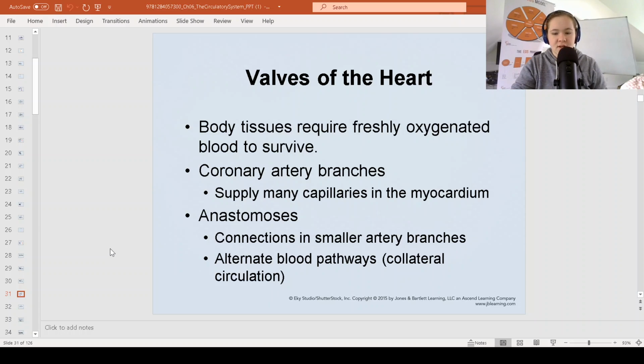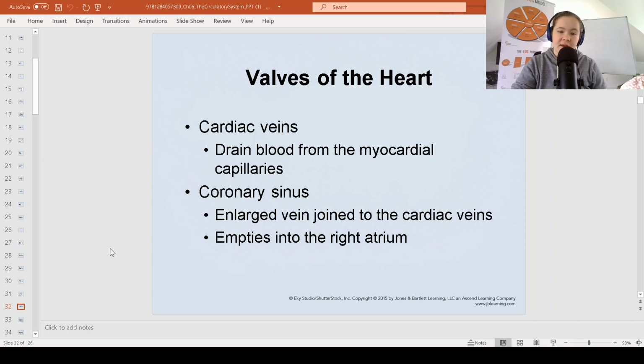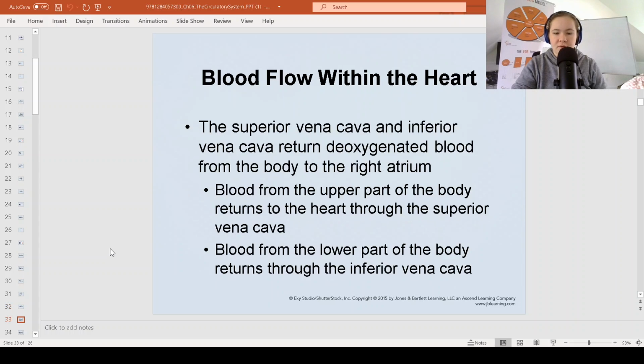Coronary artery branches supply many capillaries in the myocardium. Anastomosis is the connection in smaller artery branches, and they provide alternate blood pathways, called collateral circulation. Cardiac veins drain blood from the myocardial capillaries. The coronary sinus is an enlarged vein that joins the cardiac veins and empties into the right atrium. The blood flow within the heart is as follows. The superior vena cava and the inferior vena cava return deoxygenated blood from the body to the right atrium.